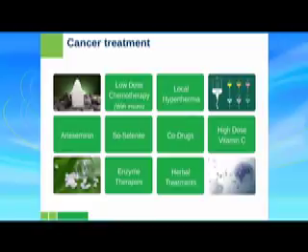No matter how high the concentration of vitamin C is, it will not harm healthy cells.